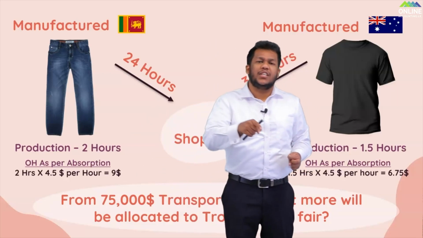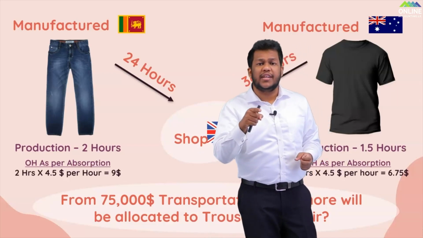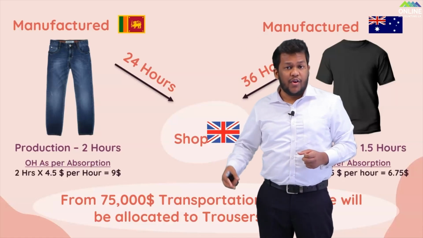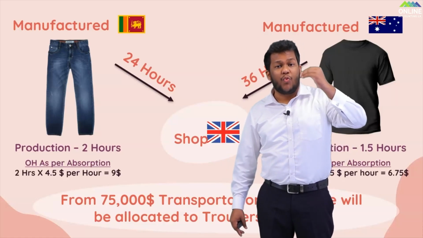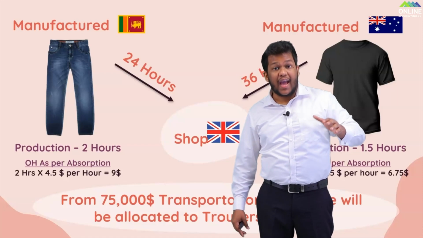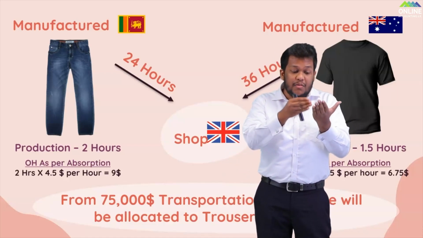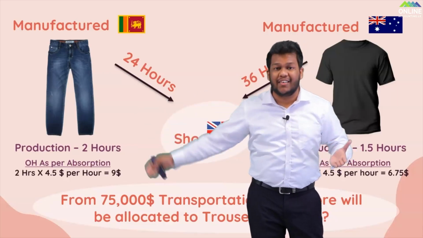So in which circumstances we need to introduce activity-based costing? We have to introduce this when there are more than one expense and these expenses are changing based on different activities.